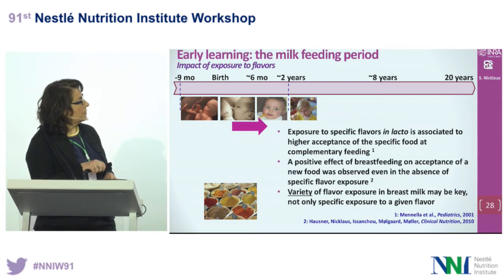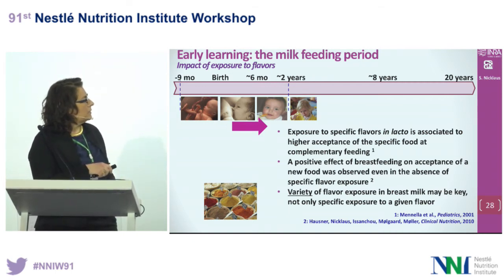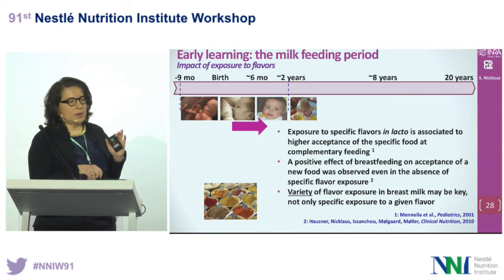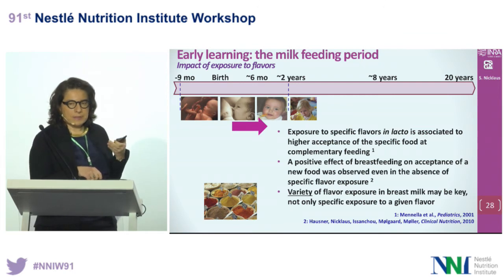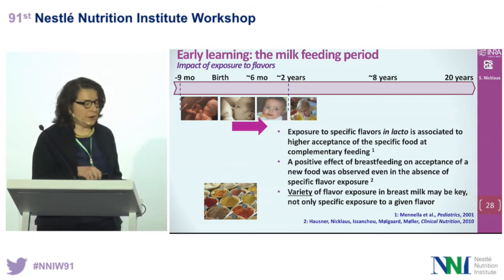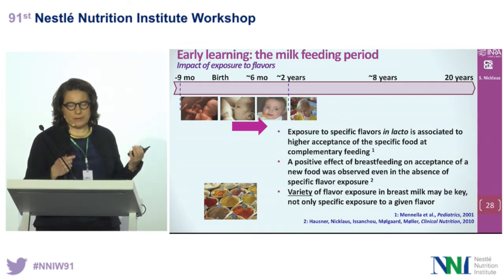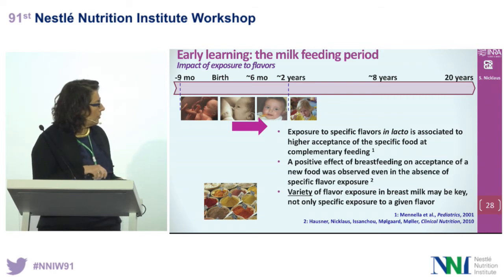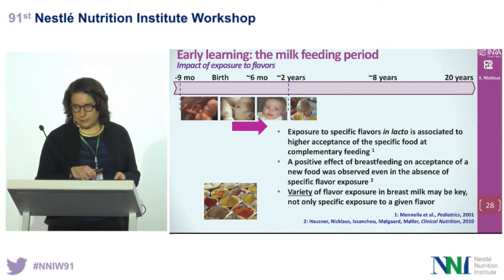And it was shown by Julie Menella that exposure to specific flavors in lacto is associated also to a higher acceptance of the specific food at complementary feeding. And in fact, this effect was shown by Hélène Hausner also just after breastfeeding without exposure to the specific flavor, probably because breast milk carries a variety of flavors from the mother's breast, and that's imprinting or favoring the acceptance of new food at the beginning of complementary feeding. So it's really like a general phenomenon, not specific phenomenon. So we suppose that variety of flavor exposure in breast milk may be key and not only specific exposure to a given flavor.